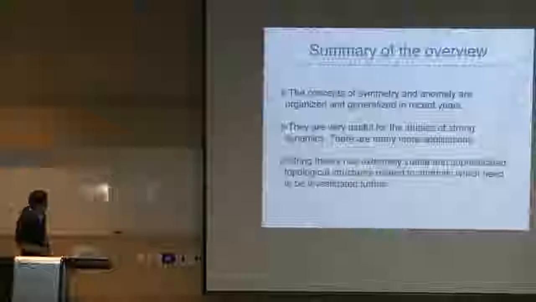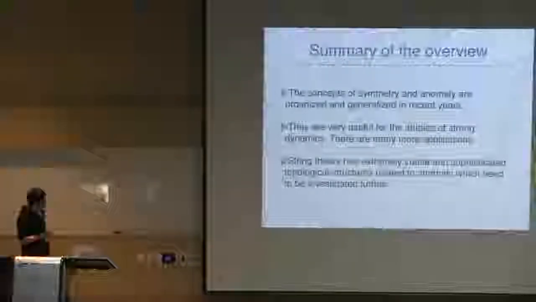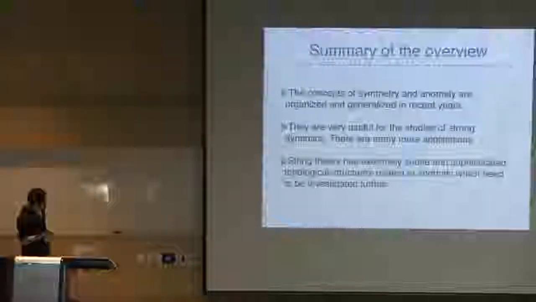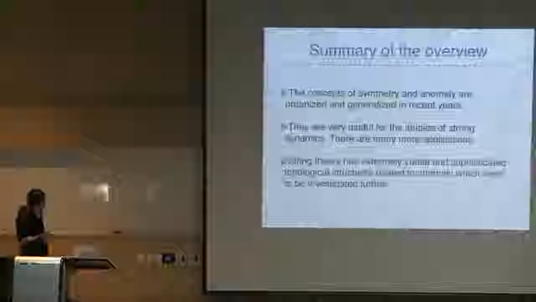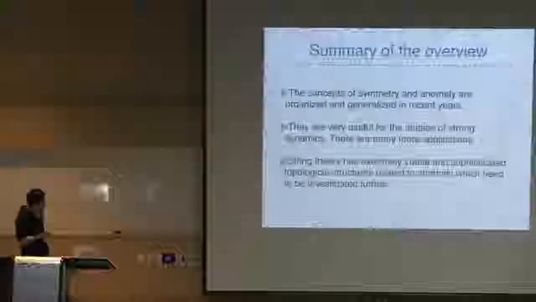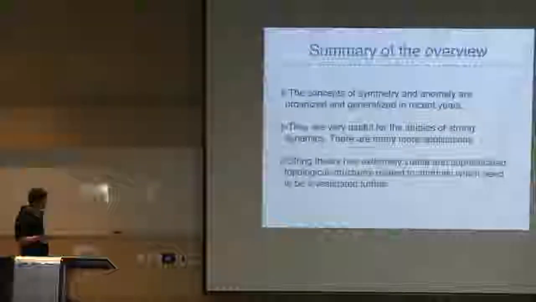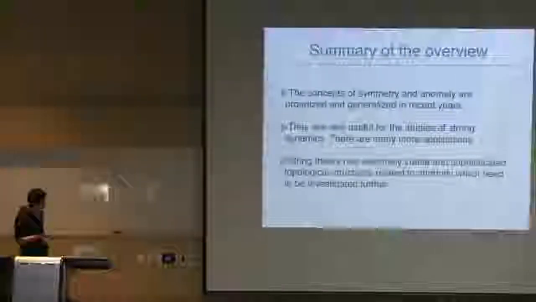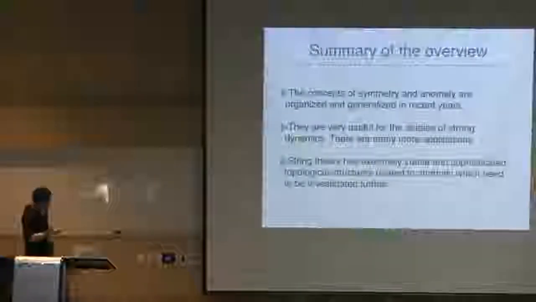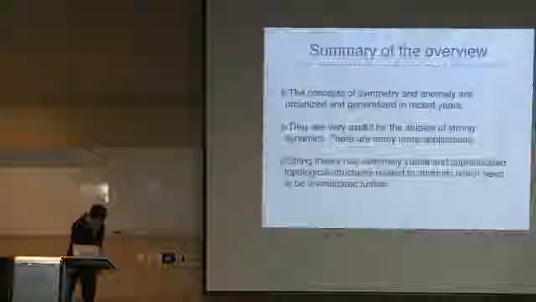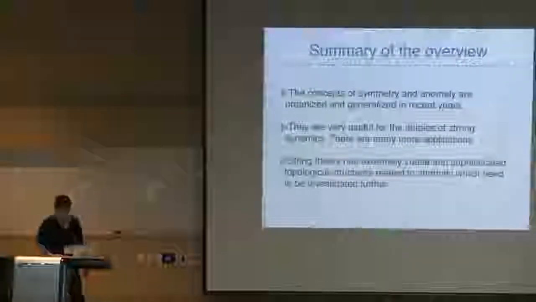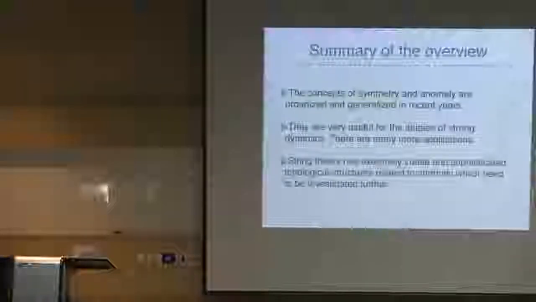But before going to that, let me summarize the overview. The concepts of symmetries and anomalies are organized and generalized in recent years. And they are very useful for the studies of strong dynamics. And also, they are very important in string theory. String theory has extremely subtle and sophisticated topological structures related to anomaly. And I believe that there's much more to be investigated in both of these directions. Okay, so this is the end of the overview, and I want to use the whiteboard from now on.